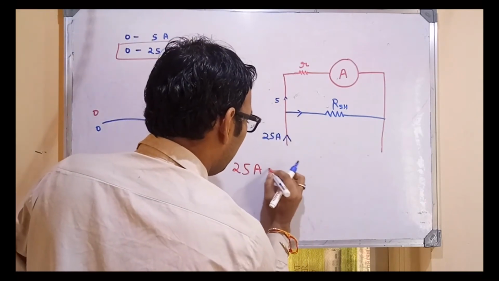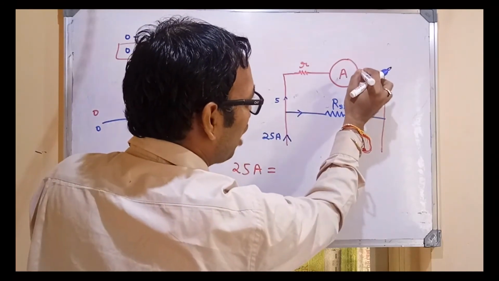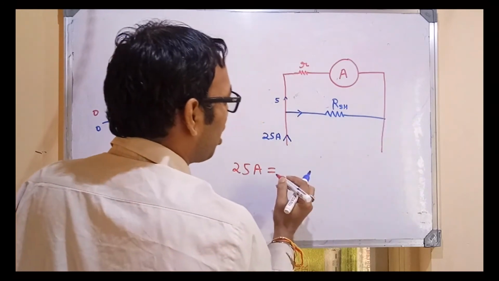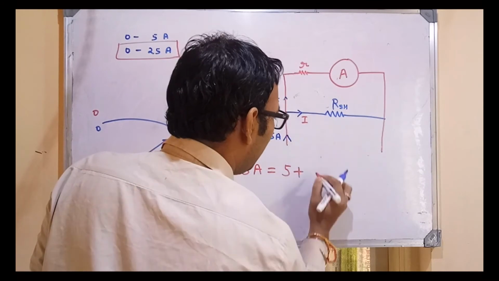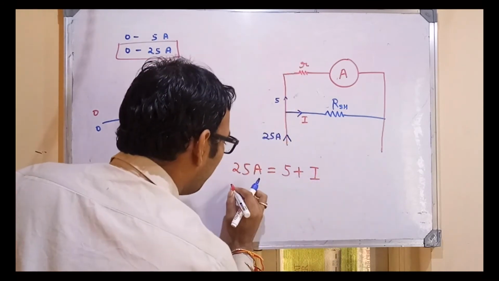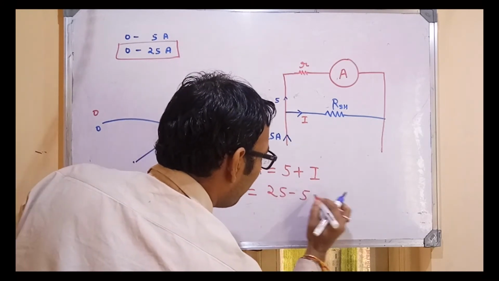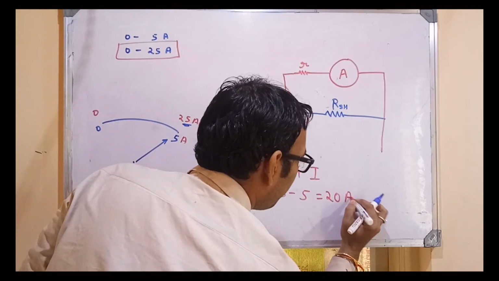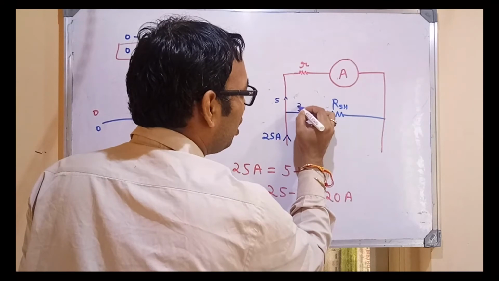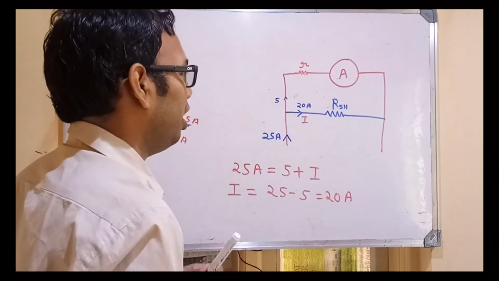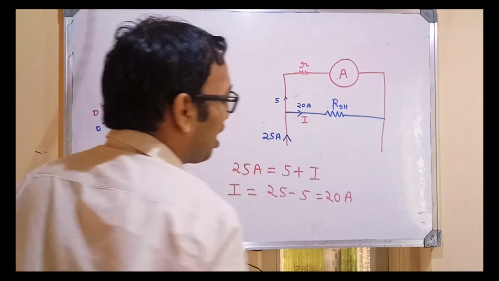25 ampere is equal to this. It will divide into two parts. One is going through the ammeter, one is passing through the shunt resistance. So 5 ampere plus this current, if this current is I, then I is 25 minus 5, which is equal to 20 ampere. So how much current will pass through this shunt resistance? 20 ampere. Correct? So we know the current.